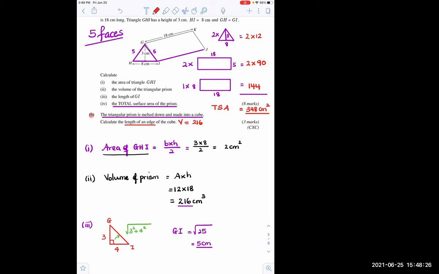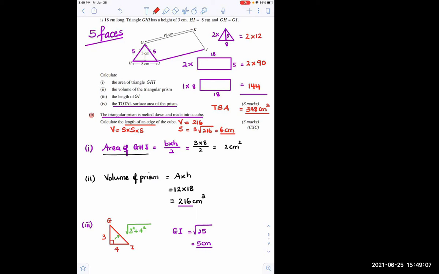But we know in a cube, the volume of a cube is side by side by side. So the length of one side is the cube root of 216. Work that out for me. Six centimeters. 6 cm. Anybody else could confirm that? Yeah, miss. Everybody understand?